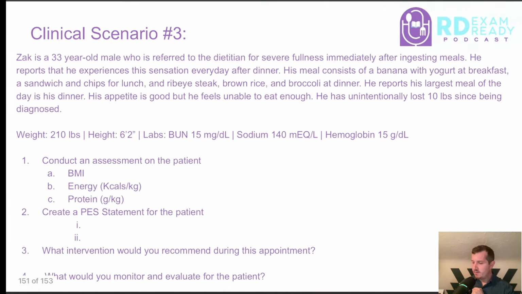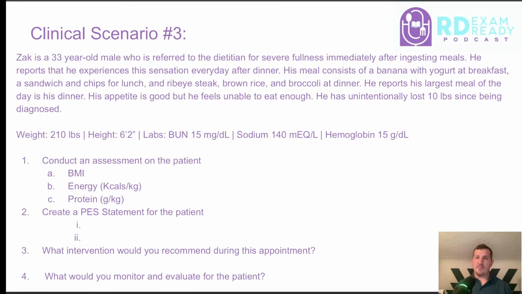Okay. Let's do our last clinical scenario of the night for Zach here. So, Zach is a 33-year-old male who is referred to the dietitian for severe fullness immediately after ingesting meals. He reports that he experiences this sensation every day after dinner.